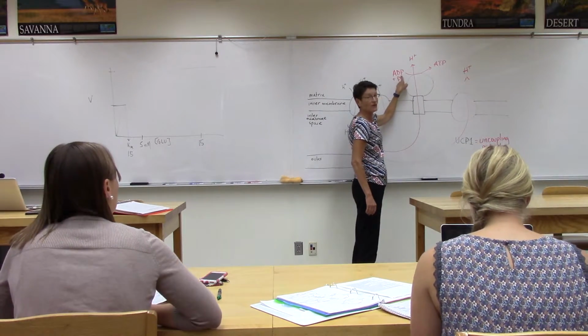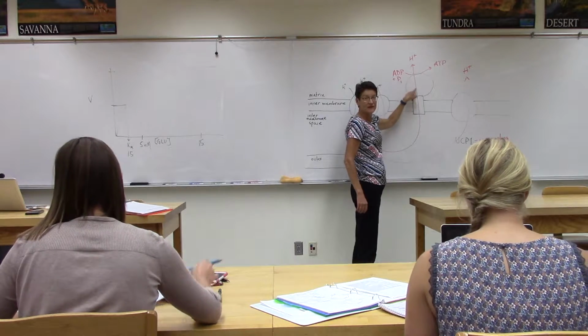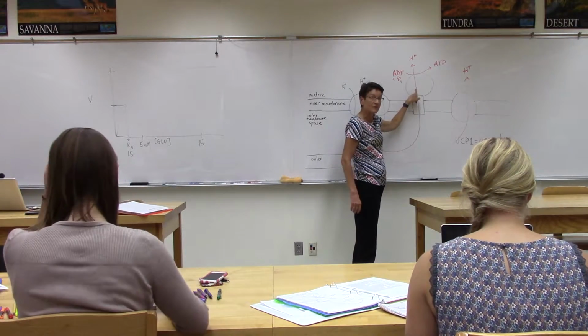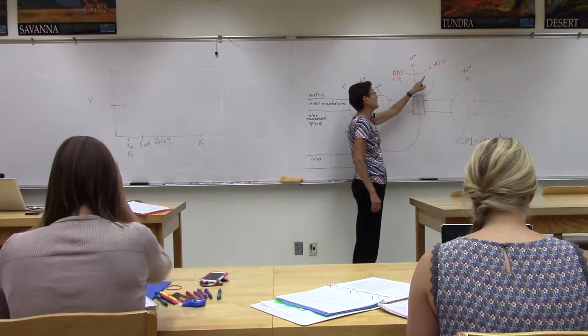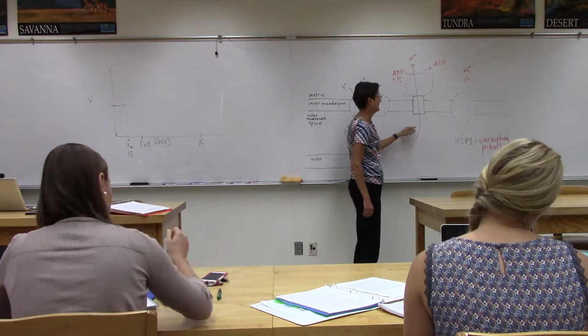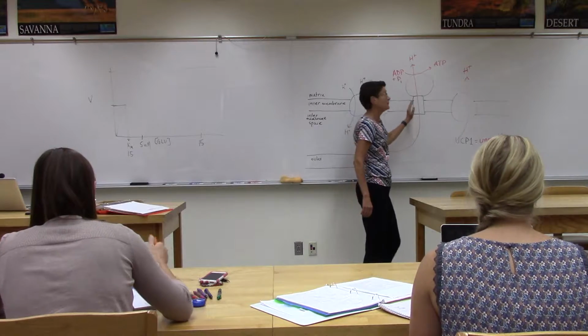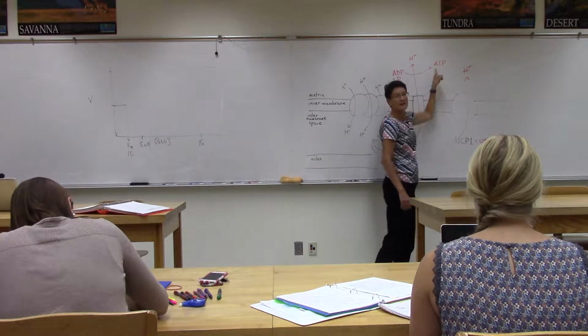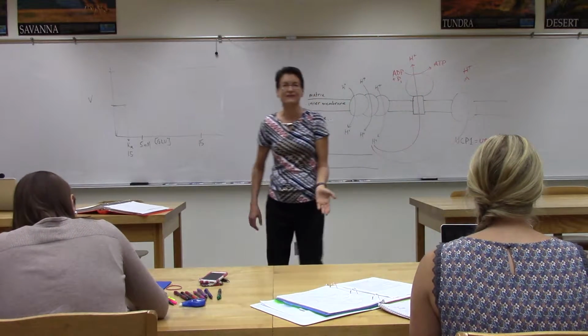But what we're doing is storing. The energy that used to be a proton gradient is now stored as chemical energy. So this used to be an electrochemical gradient, but it's being stored as chemical energy in the bonds. But I'm not sure I'm answering your question.